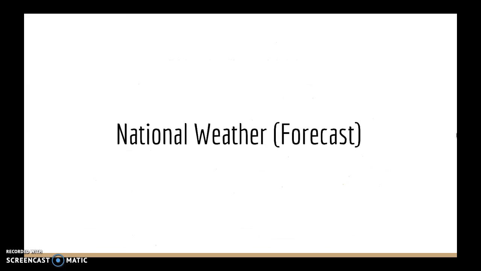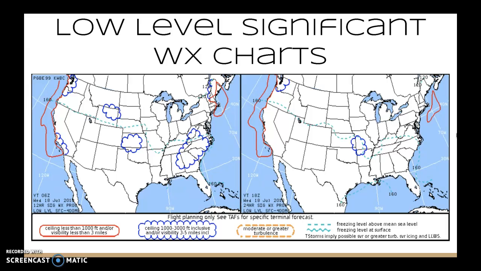Forecasted national weather. These are low-level significant weather charts, both the 12 and the 24-hour forecast. The red circle areas are IFR, the blue clouds are MVFR, or marginal VFR, and the dashed light blue line is the freezing level, which is at 16,000 feet.